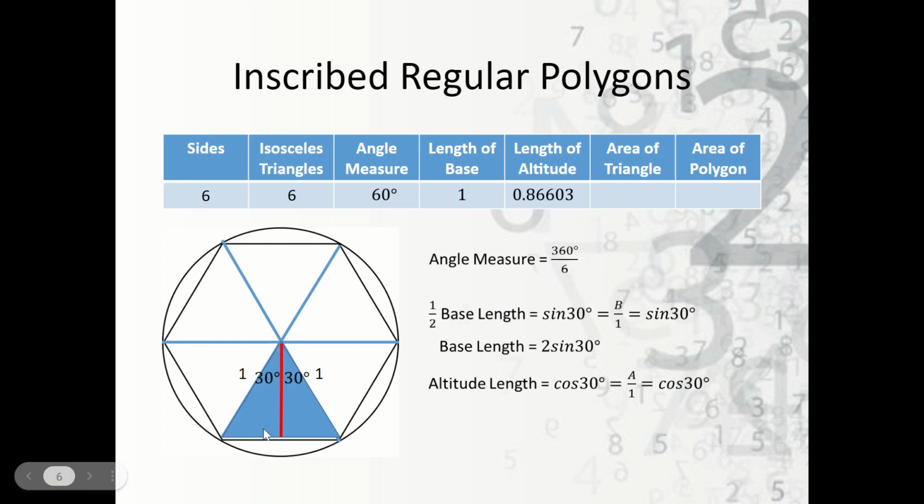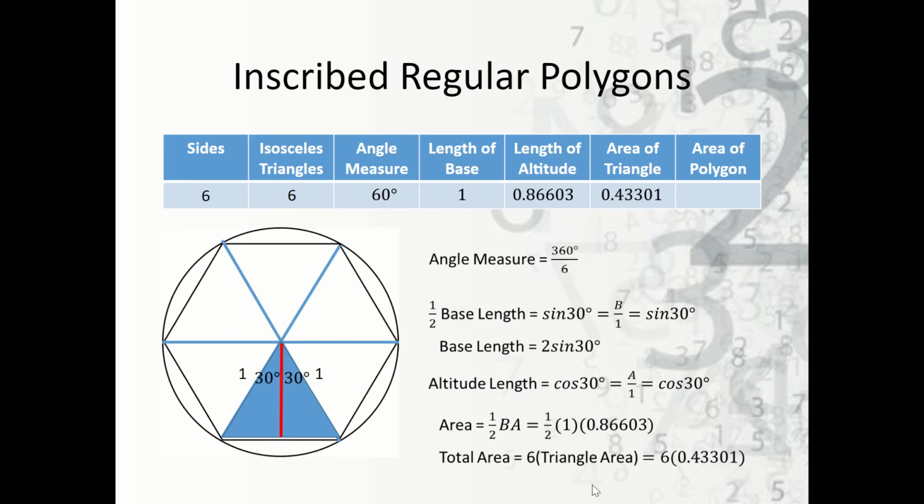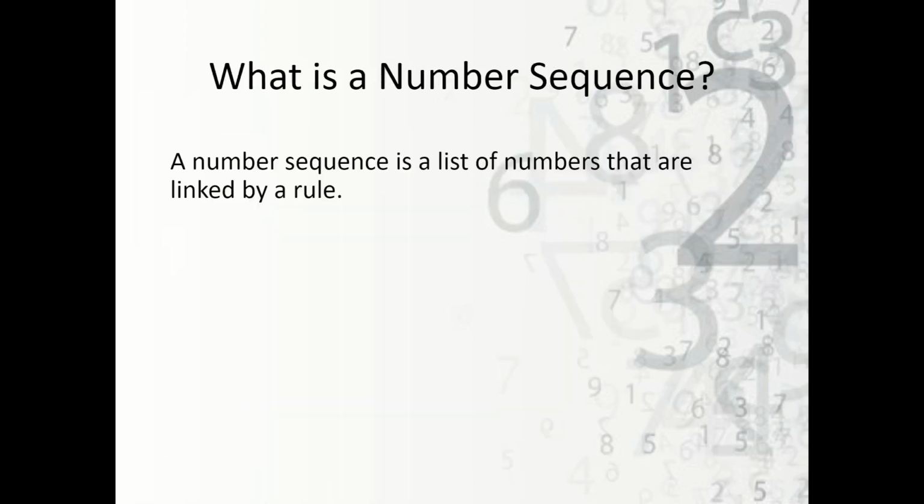Now we want to find the area of this whole triangle here. So if we do that, the area is 1/2 base times height. So it's 1/2 the base times the altitude. So that's 1/2 times 1 times 0.86603. And when we put that into our calculator, we end up with 0.43301. And now to find the area of the polygon, we need to multiply it by the number of triangles that we have. So we have 6 triangles total. So we're going to multiply 0.43301 by 6. And when we do that and put that into our calculator, we end up with 2.59808.